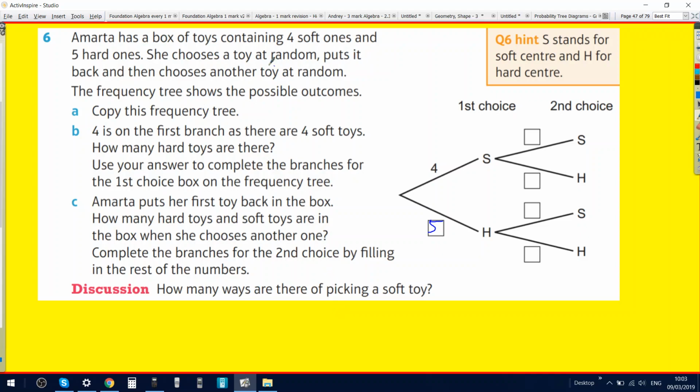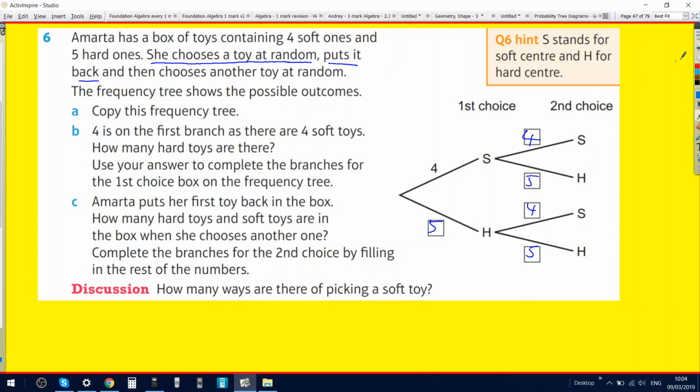I can't find the information for the other bits for the first and second choice. So she chooses a toy at random and then puts it back. What do you know about these then? Does that mean it has to be half? So it'd be 50-50. No. She takes a toy out but then puts it back. I'm confused. So if she takes a toy and then puts it back, basically it's going to be the same. Nothing's changed because she put it back.